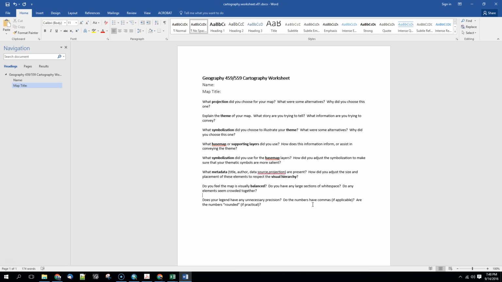So not only do I expect the revisions, but if you submit those revisions, submit this cartography worksheet along with it. I'm looking forward to seeing that, and we'll catch you next time.